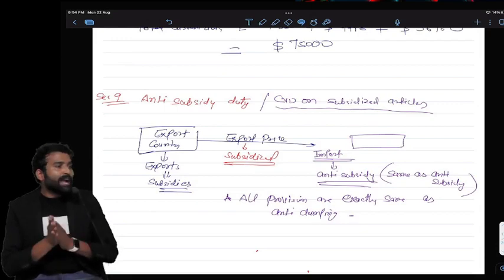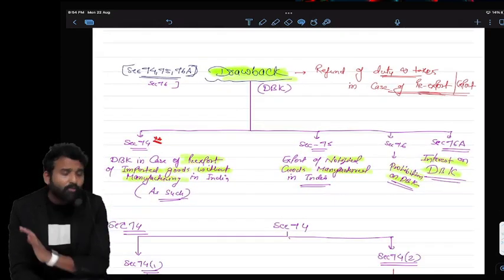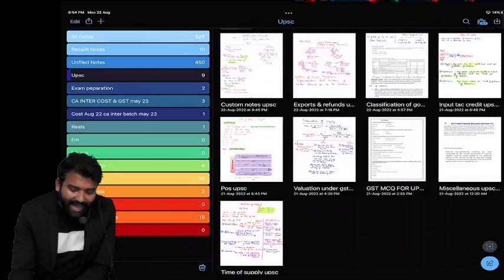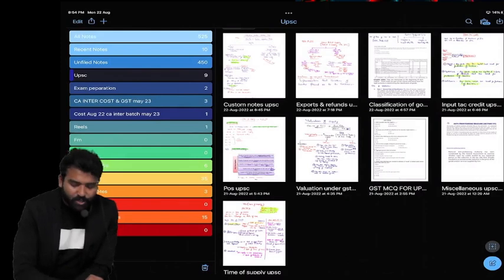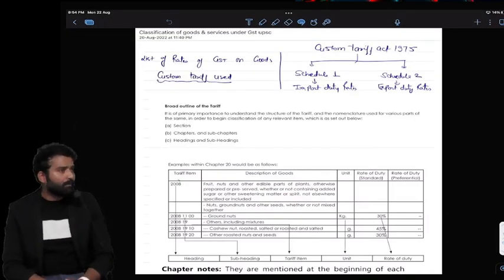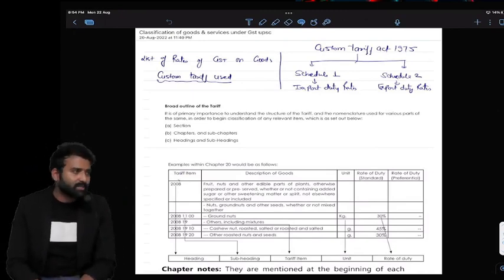Okay. So now the important point is, after types of duties, now we have one more topic, that is drawback. But before starting of drawback, I will first cover the classification rules, because that are more important as compared to drawback. So first I am completing the classification rules under custom.